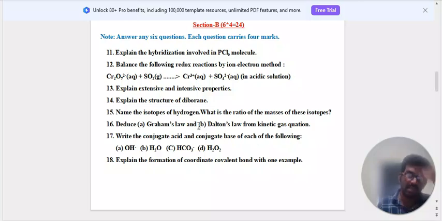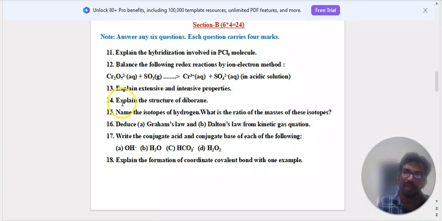Now you can see section B, answer any 6 questions. Each question carries 4 marks. You can see the 11th one, explain the hybridization involved in PCl5 molecule. And the 12th one, balance the following redox reaction. This is a repeated one, using the ion electron method. You can see chromium and sulfur dioxide in acidic condition you need to do. And the 13th one, this is also a very repeated question: extensive and intensive properties, a compulsory question in every IPE exam.